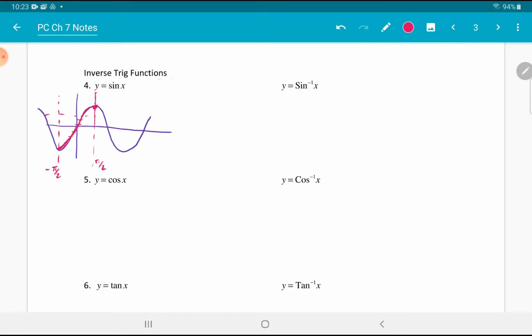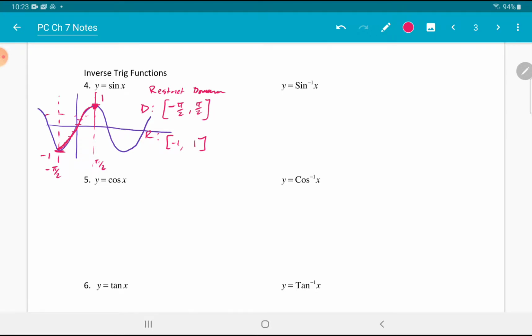So remember that we need to restrict the domain from negative pi over 2 to pi over 2 inclusive. So that's the domain. If you take a look at the range, notice how you're going from a low value of negative 1 to a high value of positive 1. So the range would go from negative 1 to 1.